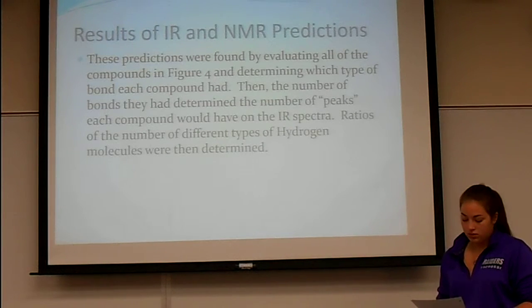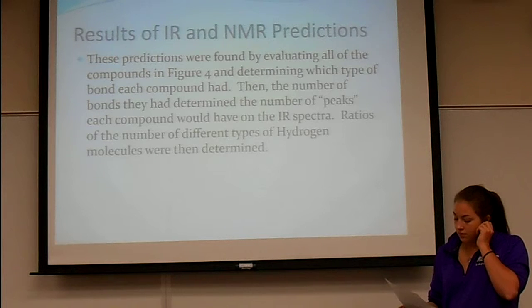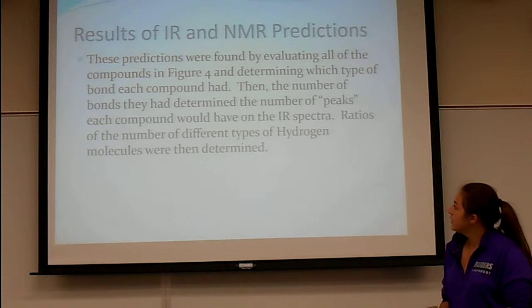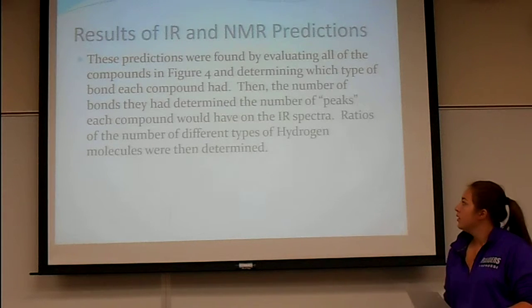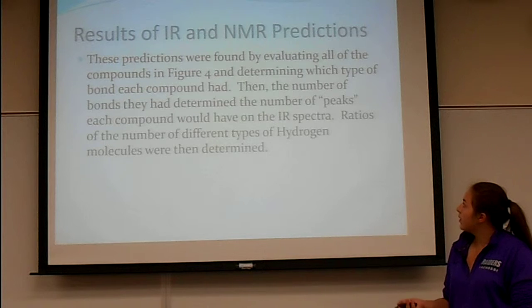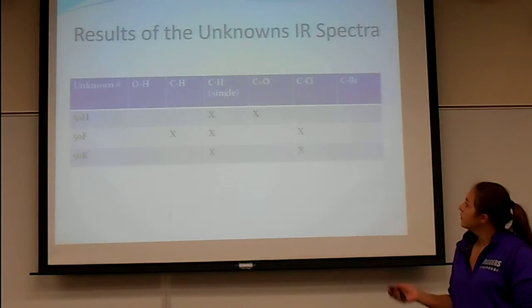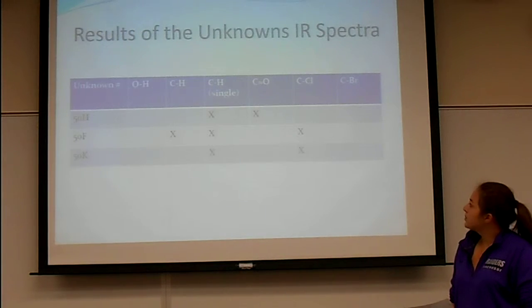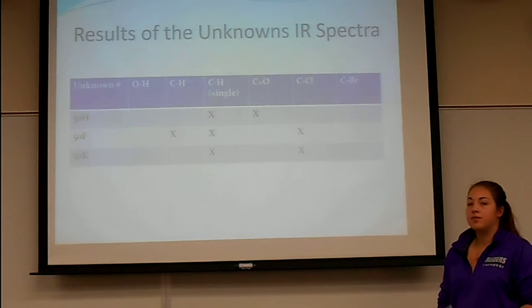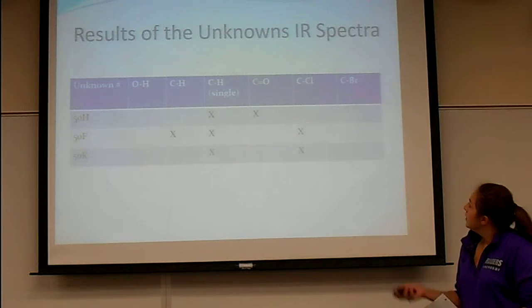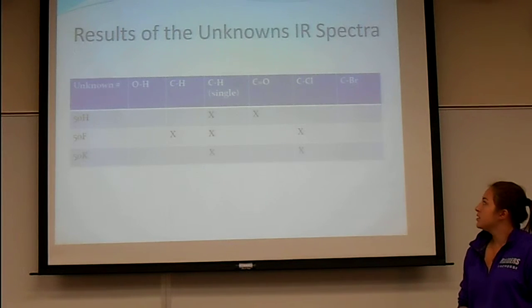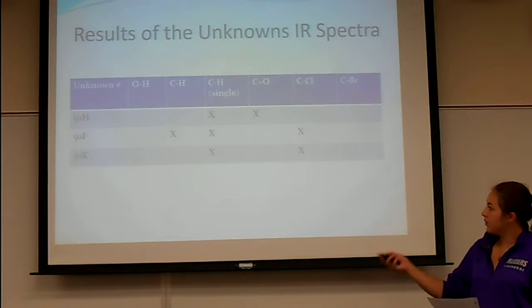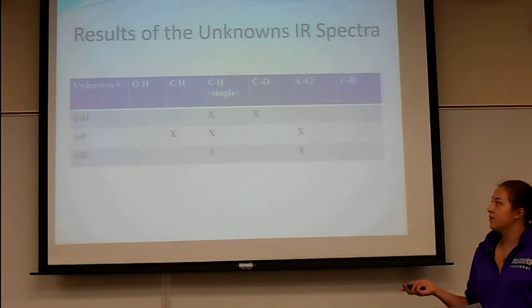The results. From the previous shown slides, we can fill out the chart to tell us what's needed. The predictions were found by evaluating all the compounds in figure 4. We used the IR spectra and peaks to tell us about the IR and NMR spectra. The unknown IR spectra. I had 50H, 50F, and 50K. Here were the IR. So 50H had a CH singly bonded, a C double bonded to an O, and then here were the results for the 50F and 50K.